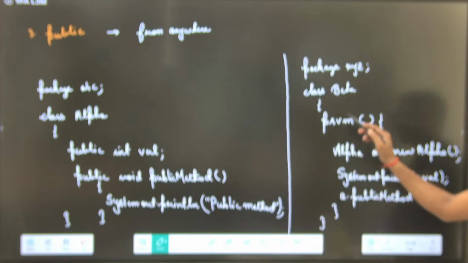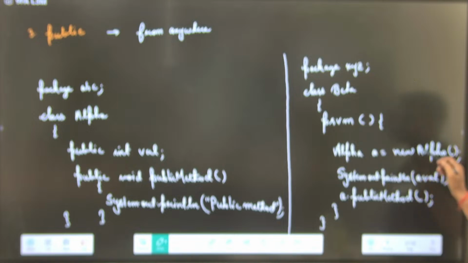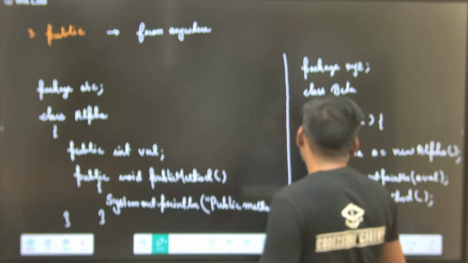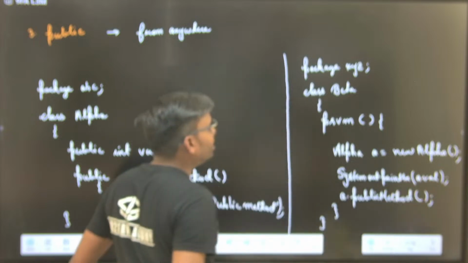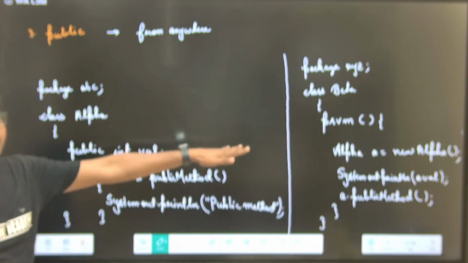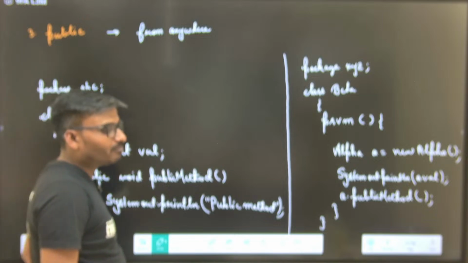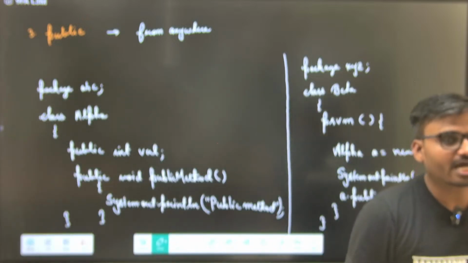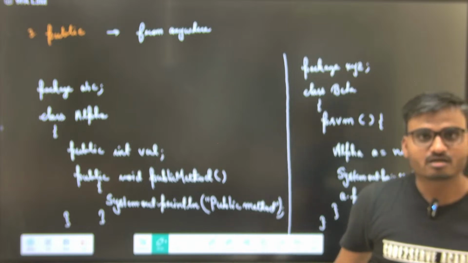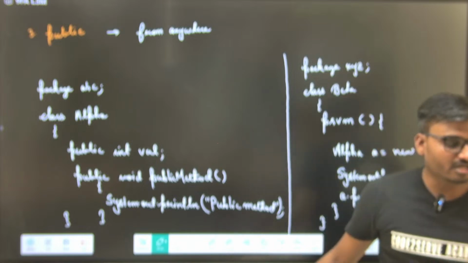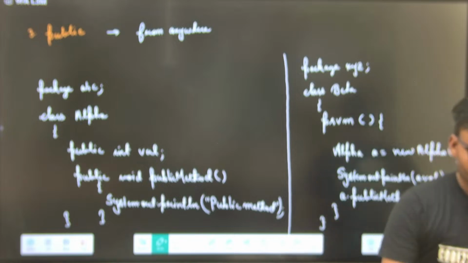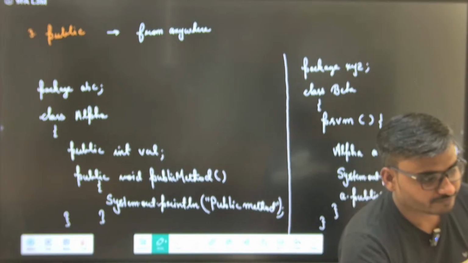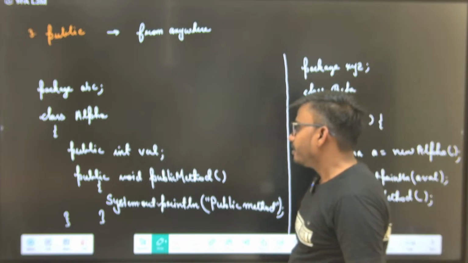So if you see class beta, so here we created again one object, and here if you see we are able to access a.val even outside the package. Got it? Even outside the package we are able to access this, because we learned that public can be accessed from anywhere. Got it? All right. Next.